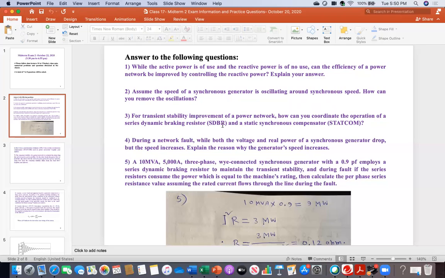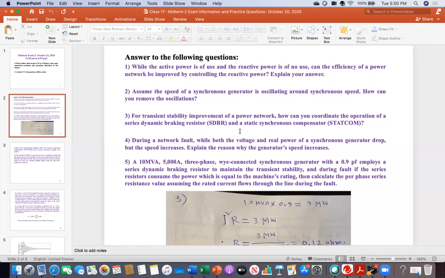But the series connected device is fine because it does not depend on voltage. Even though during the fault the voltage at the fault point has gone to zero or close to zero, the current has increased. There is a significant amount of current, which is the fault current. So once the fault happens, you have to immediately insert the series resistor so that it reduces the magnitude of the fault current. And you cannot wait until the circuit breaker opens.